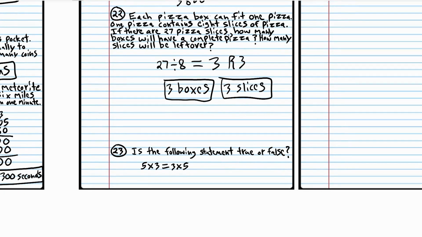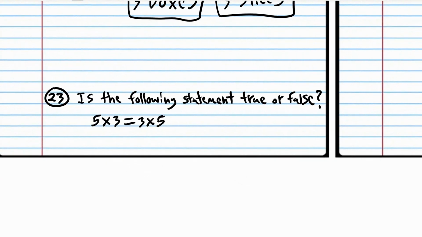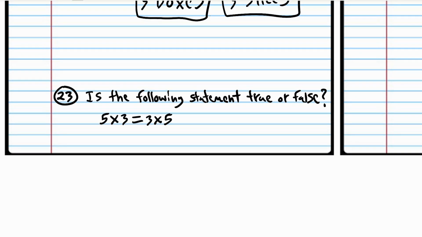All right, so 27, is the following statement true or false? 5 times 3 is equal to 3 times 5. Pause the video, and when you come back, we'll figure this out.